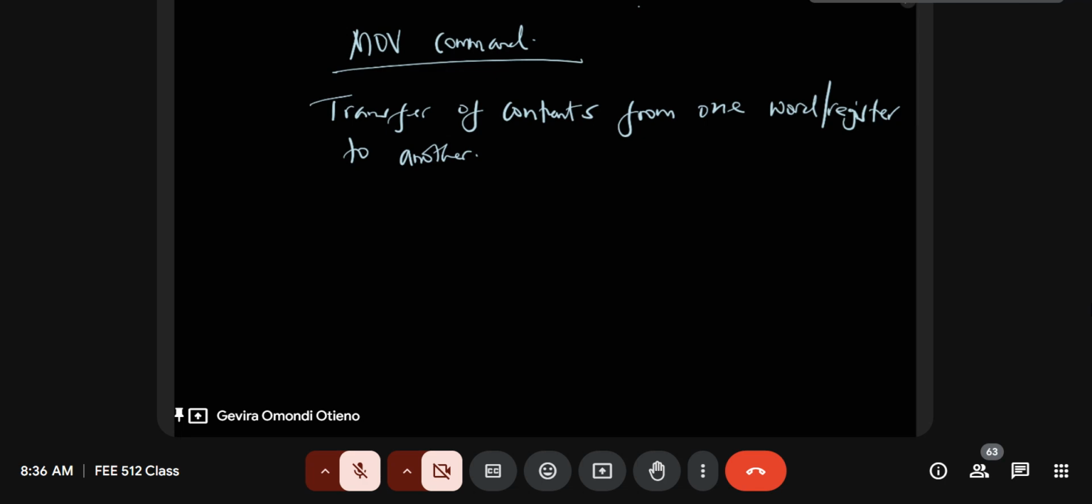The definition is very straightforward. It simply sounds like you're taking the contents of information or data from one register and you're moving them to another register. Remember, we have a source address in this case, and you must have a destination address, which is another memory location. Now, let me show you how this probably is in the memory location.